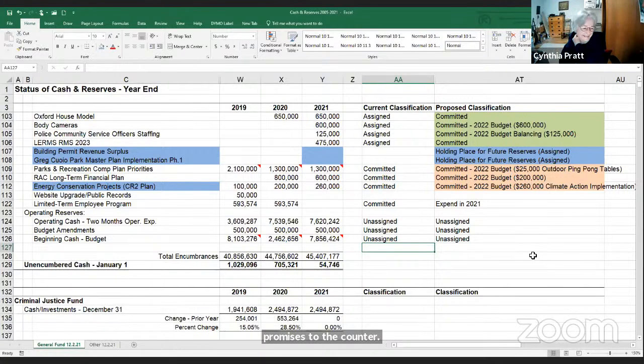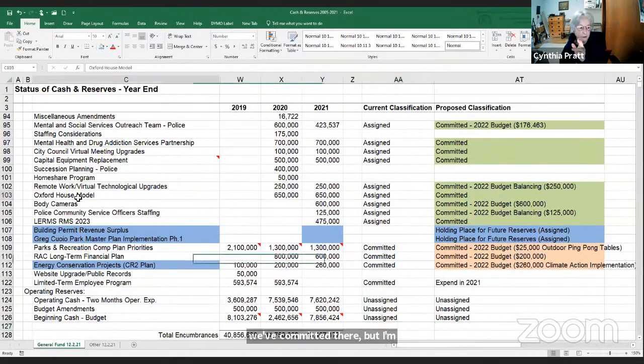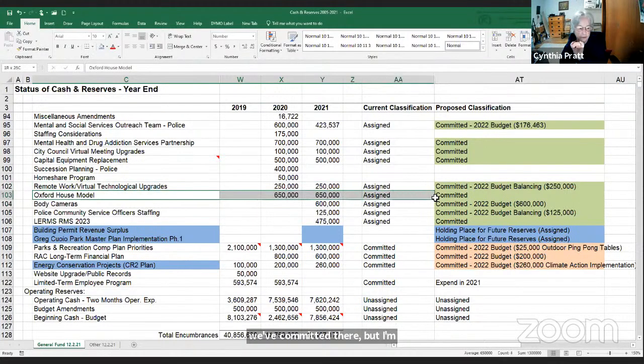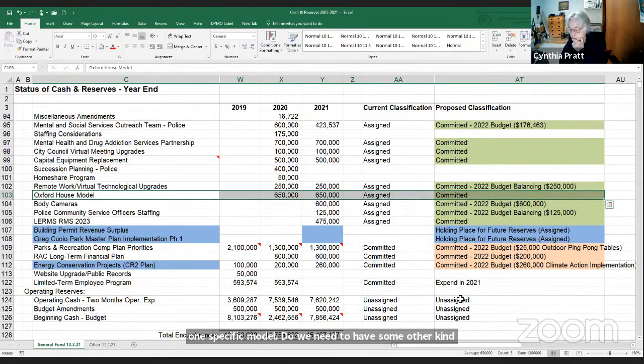That's just fine. So here's another quick question. The Oxford House, we've committed there, but that is for that one specific model. Do we need to have some other kind of committed funds for additional affordable housing, even though we know we're using ARPA funds, et cetera? Do we need some kind of placeholder for additional funding for purchasing things or whatever we do?